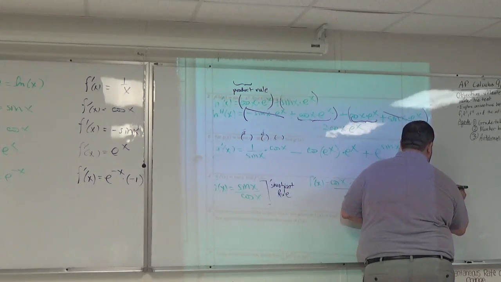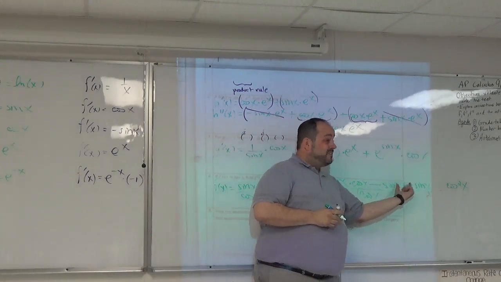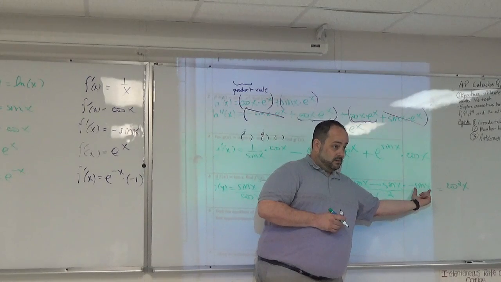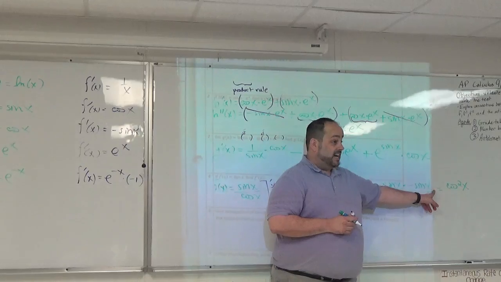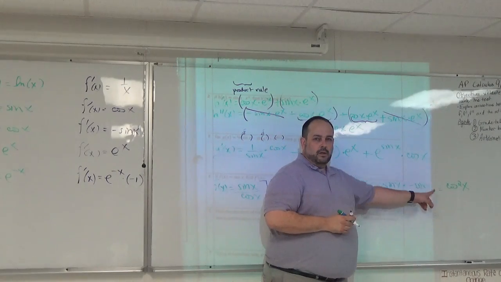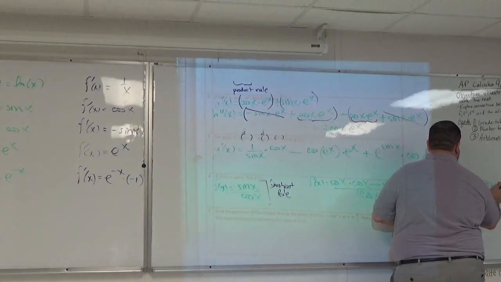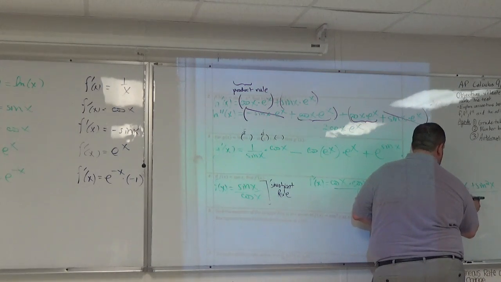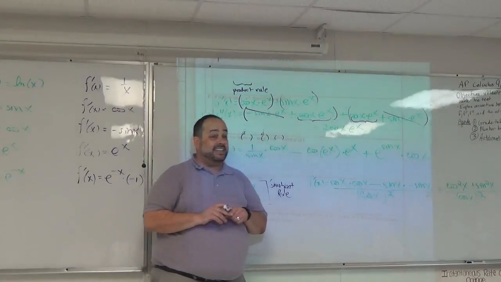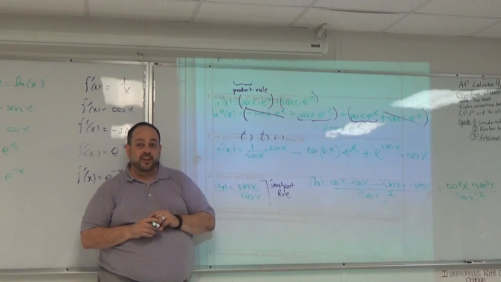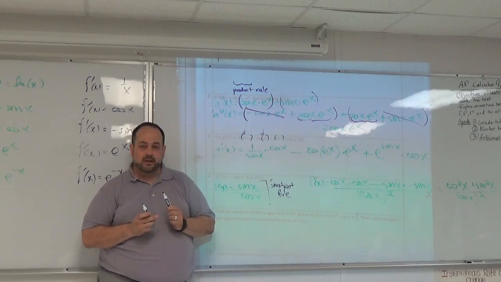So I've got in the numerator cosine squared of x minus sine of x times negative sine of x, which would be plus sine squared of x, all over cosine of x, the whole thing squared. That's good, and yet there's more. There's more cleverness that I'm hoping for. Carmen, what do you see?